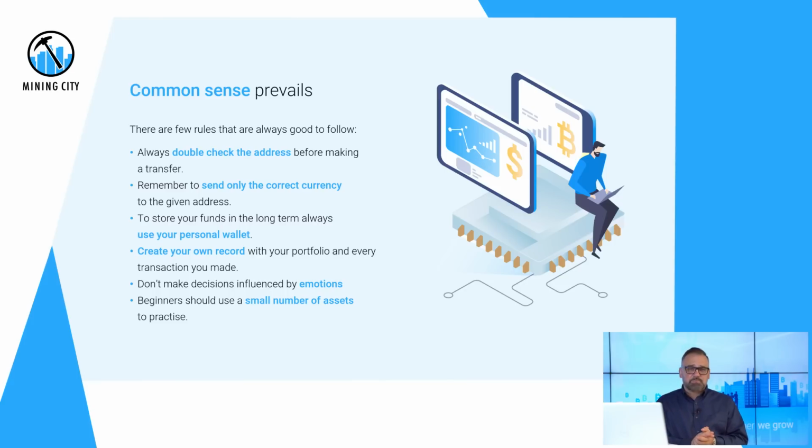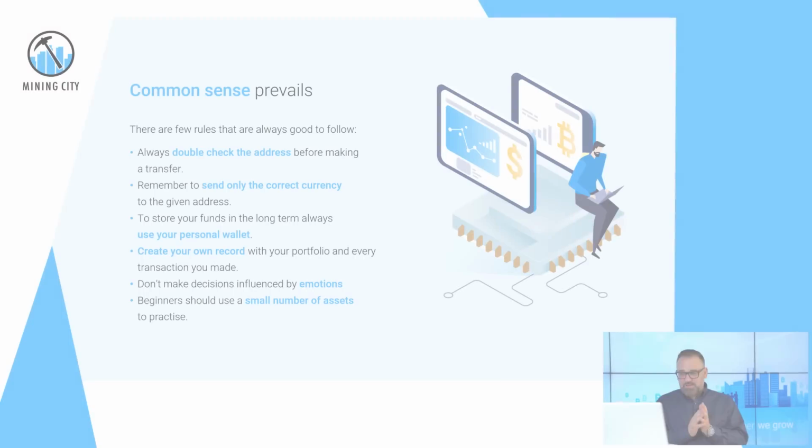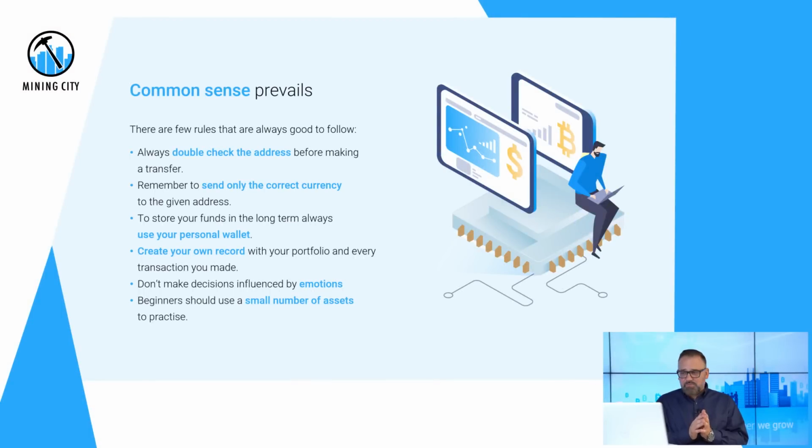Next, please use a personal wallet to store your savings. Next, please create your very own record of every transaction you have made. Another thing, please do not make any rash decisions. Think before you leap. Even if the price is going down, do not panic, and if the price is going up, do not be too hasty. For the first few transfers you make, please also use a small number of assets to check if everything is fine, if the wallets are fine, if the addresses are fine. It should help you immensely.